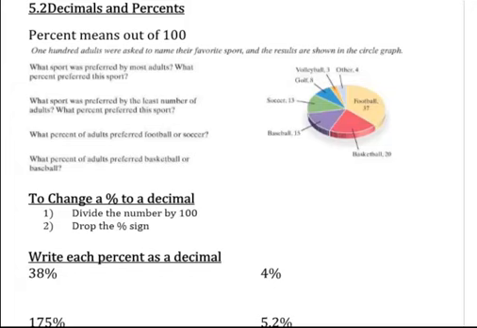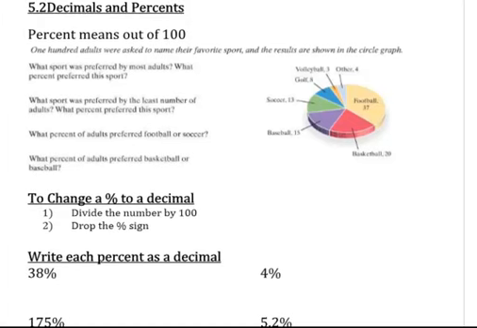Okay, so for the next section I have here, 5.2 is called decimals and percents. So we have some basic information here at the top, and it says that a percent just means out of 100, okay? So let's see if we can figure out these couple of problems just by reading them.